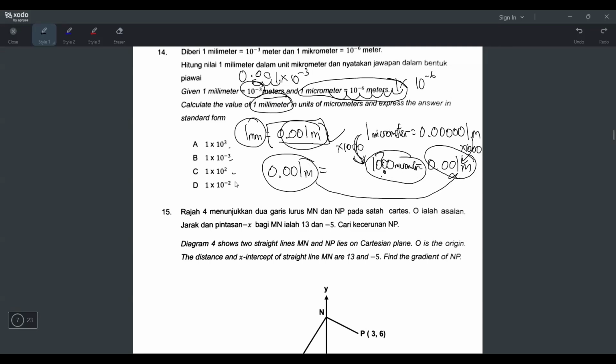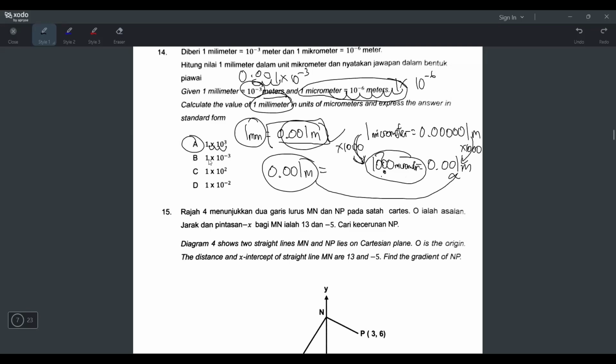But if you look at A, B, C, D, they are all in standard form, right? But I'll tell you that the answer is A. Because 1000 micrometer means 1 times 10 power 3. Because times 10 power 3 means you are moving the decimal to the right 3 times. So A is the answer.